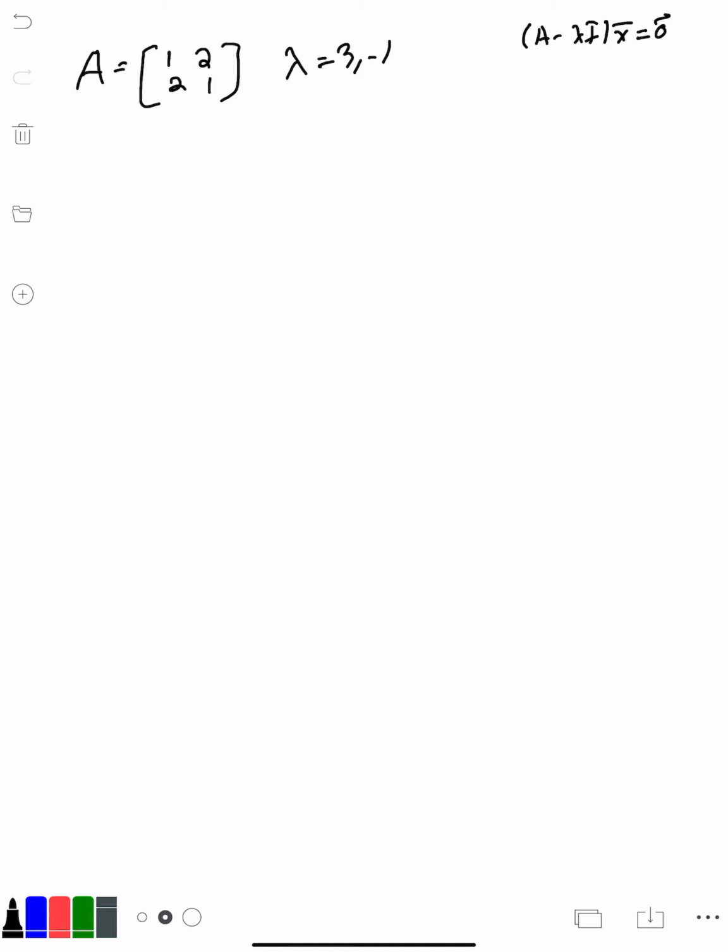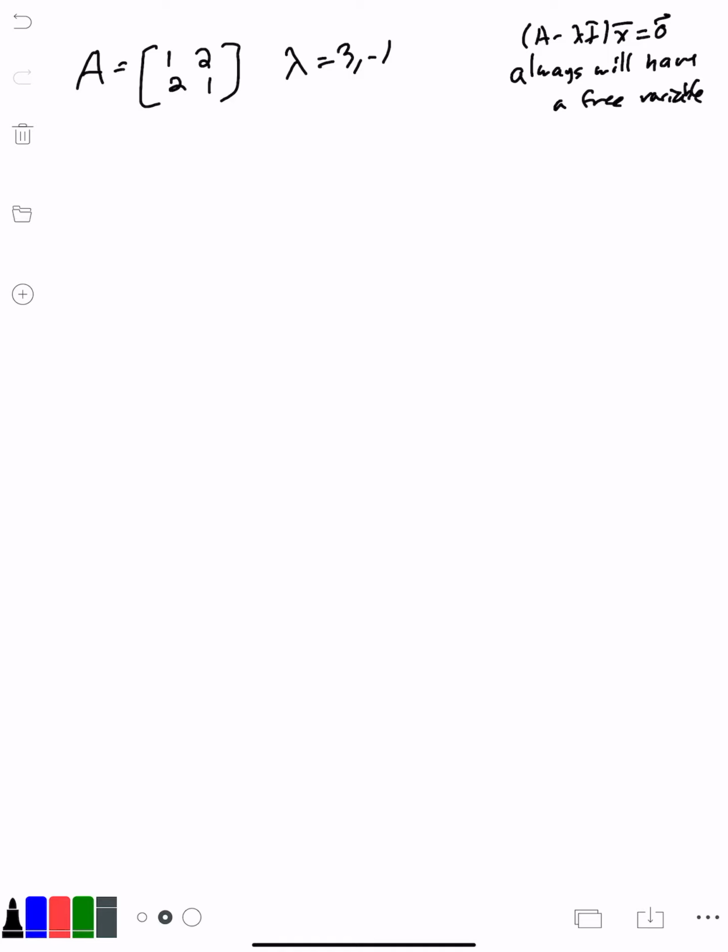So you will always have a free variable. Just keep that in mind. If you're solving these problems and you don't get a free variable, then you did something wrong here. It's not going to be the eigenvector.